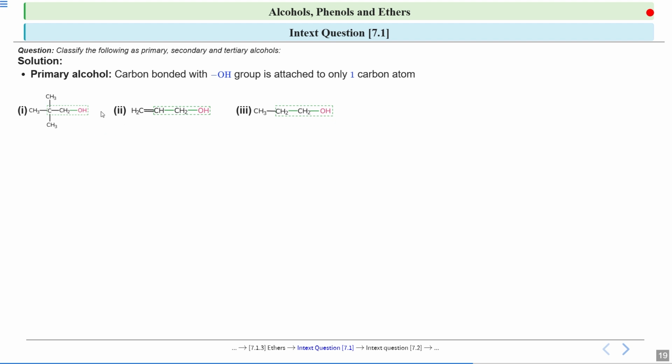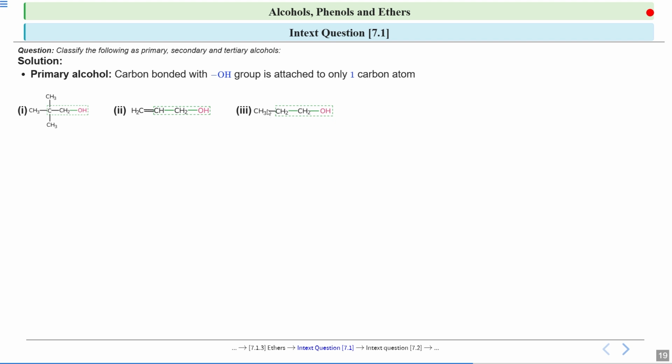And the second part also, if you see, it is an allylic alcohol, right? But still, we only have to classify the alcohol on the basis of the nature of the carbon at which the hydroxyl is present, that means primary, secondary, and tertiary. So on that basis, the second part has CH2 double bond CH, CH2OH. The hydroxyl group is attached to a carbon which is attached to only one other carbon. So this is also a primary alcohol.